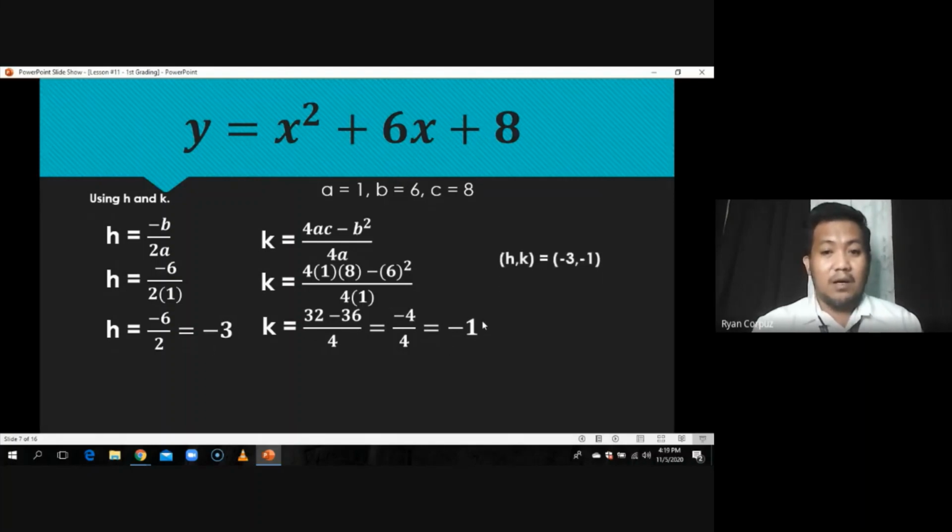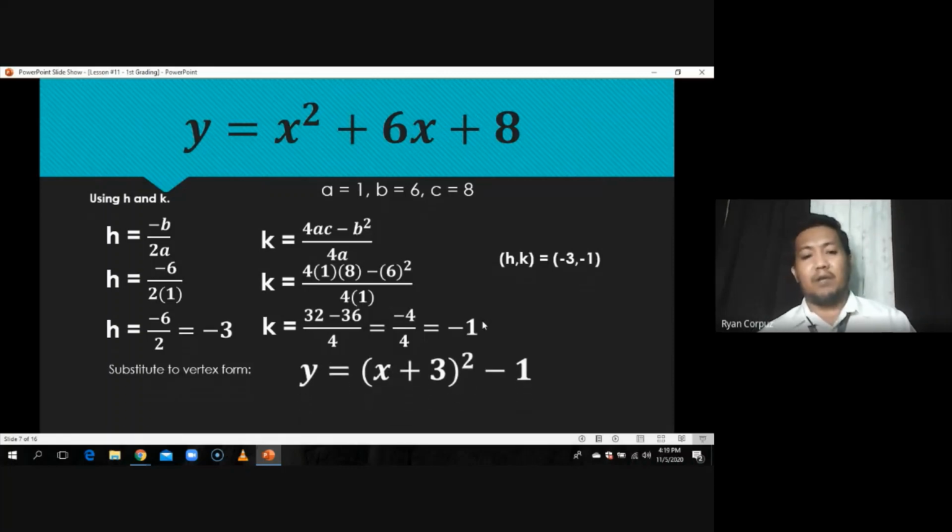So, when we come up with the vertex of it, that will be negative 3, negative 1, so that when we substitute it to the vertex form, it will be the same as y is equal to x plus 3 quantity squared minus 1. So, nakuha pa rin natin yung vertex form of the given general form of the quadratic function, even if we made use of hk as a method. So, nasa inyo na yon which method or which way you think is the easiest way for you to transform general form of the quadratic function to the vertex form.